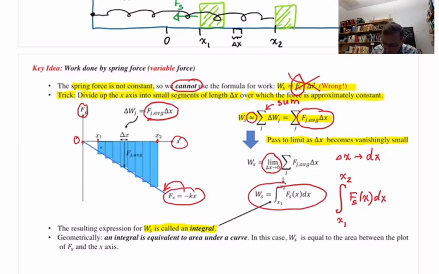So, geometrically, an integral is equivalent to the area under a curve. Very handy thing to remember in physics. Integral is an area under the curve. If I'm integrating the spring force, as I am to get the spring work, Ws is equal to the area between the plot of F sub s and the x-axis. So I'm going to show you that in a graph. But before I do that, I want to show you an animation from WileyPLUS.